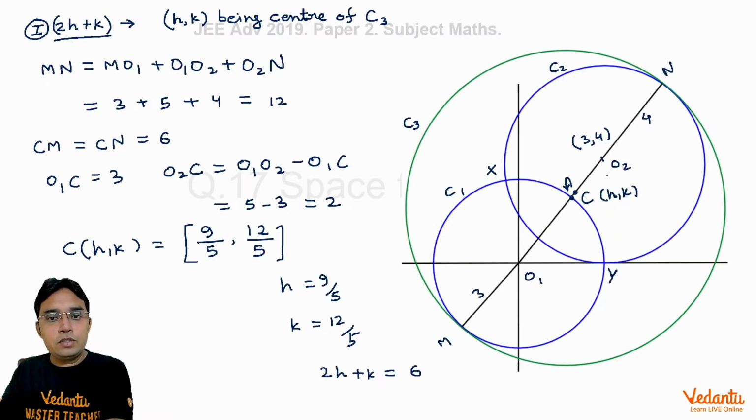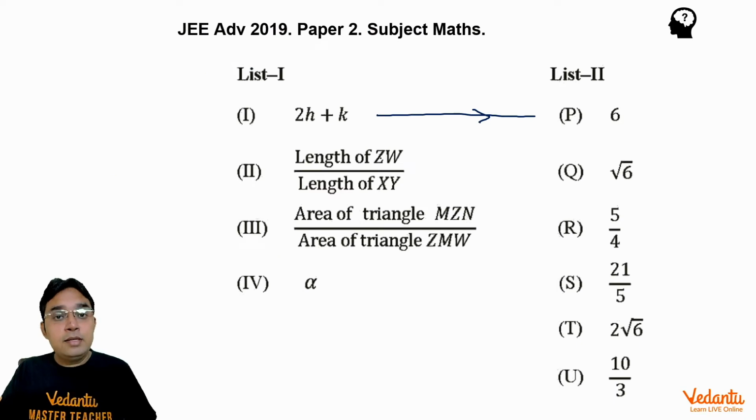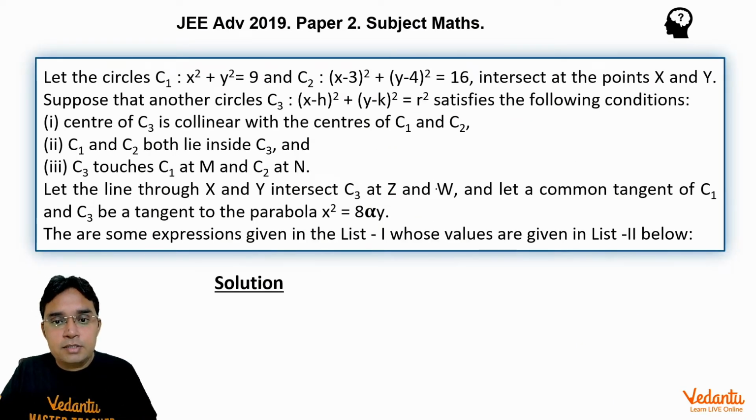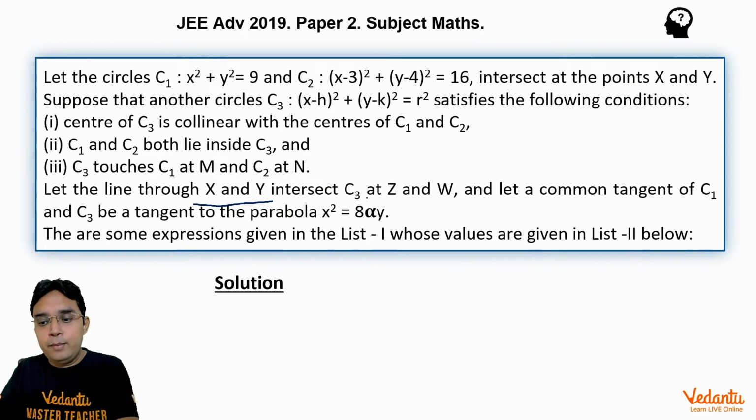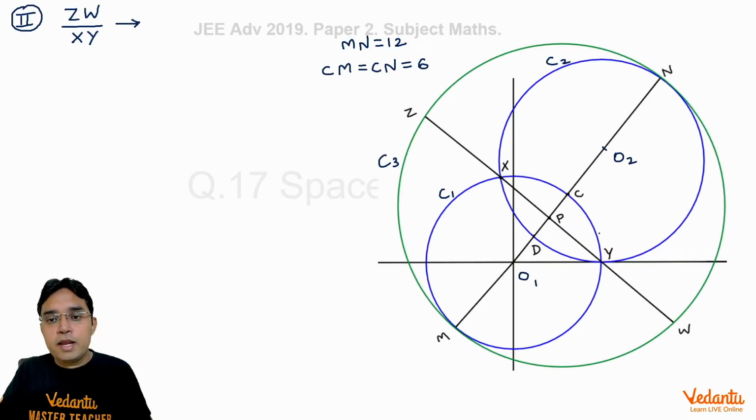Okay, now coming to the second part, that is length ZW upon XY. Let us first understand what ZW is. Actually, the line passing through XY intersects circle C3 at Z and W. So this diagram should look like this. And we have to find ZW upon XY. To find this, I am going to use the concept of power of a point with respect to a circle.